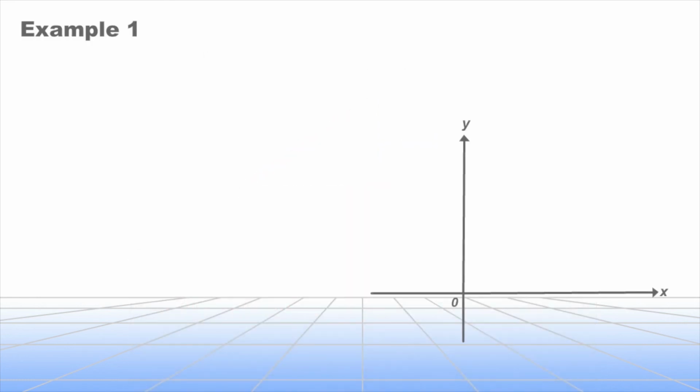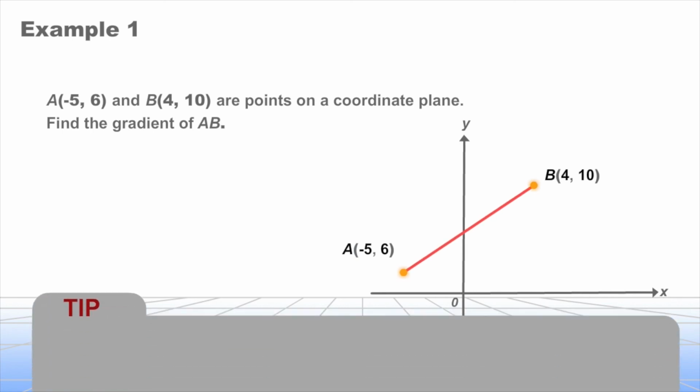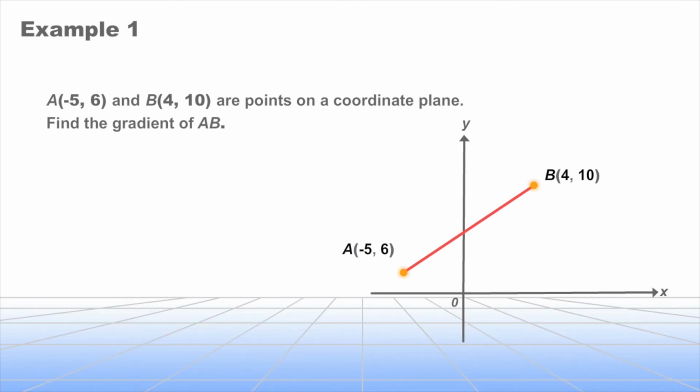Let us take a look at one example where we can apply what we have learned. A(-5, 6) and B(4, 10) are points on a coordinate plane. Find the gradient of AB. Again, it is always good practice to make a quick sketch of the information on a coordinate plane to see how the line segment might look.